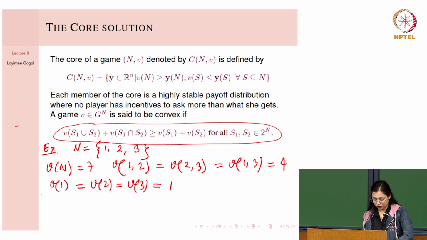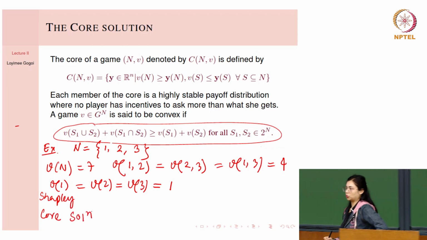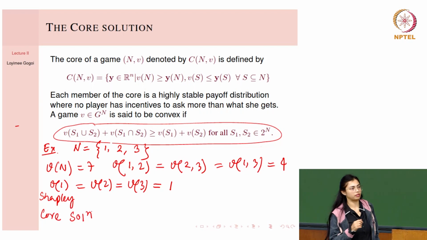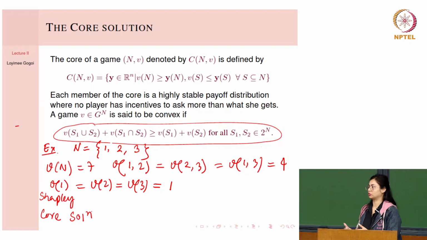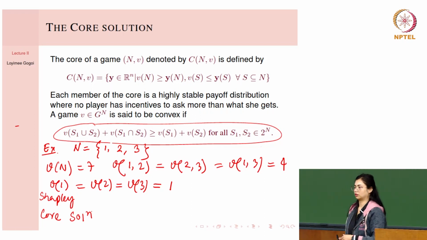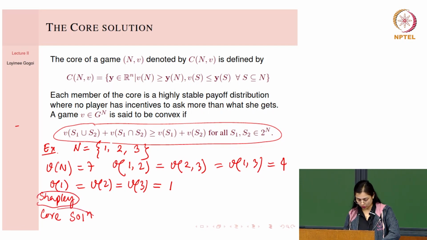So now, can you try to find out the Shapley value for this game and the core solution? The Shapley value is always unique. We always have one Shapley value, but in the case of the core, it is a set value. So we will have a set of values, which means more than one core solution. So can you try to find the Shapley value and the core solution here?